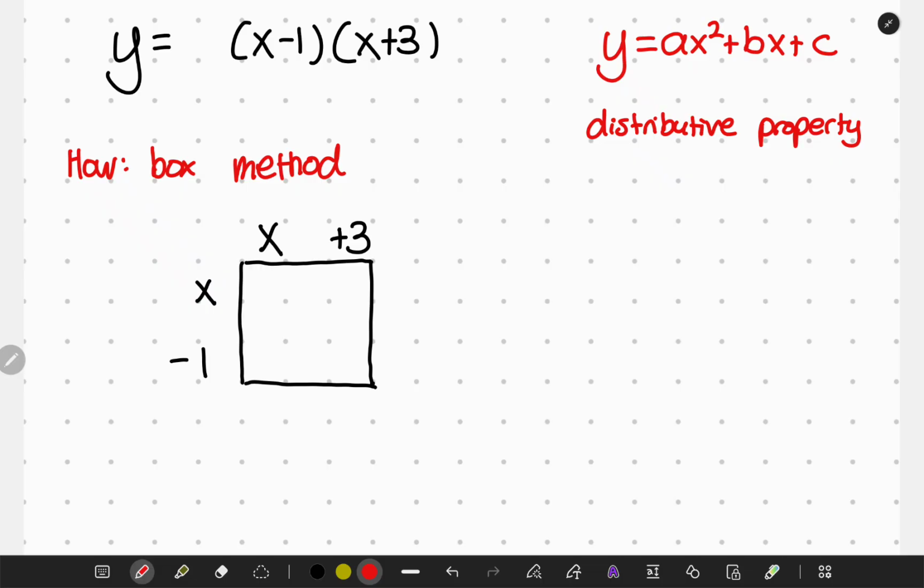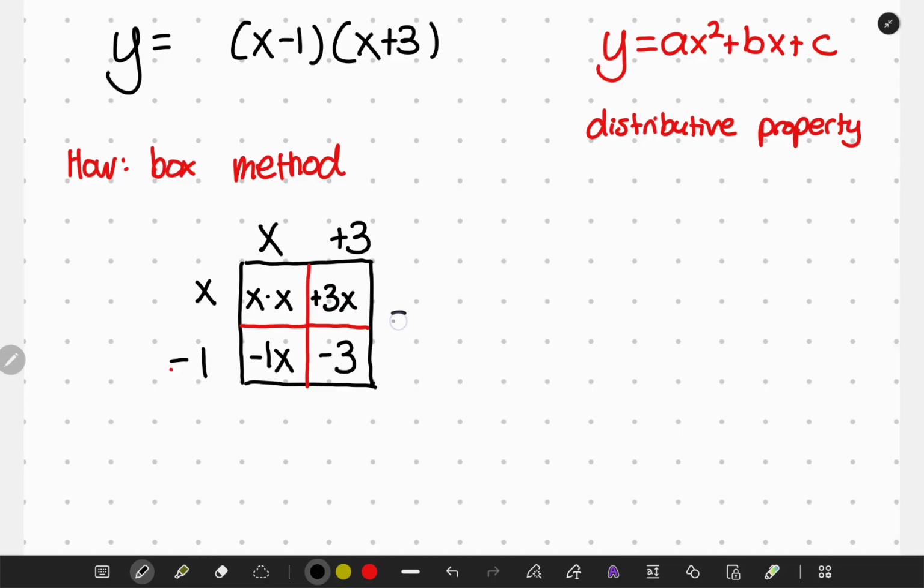As a suggestion, we always separate it into mini boxes based on how many signs there are. I noticed that there's a plus sign, so I made a line over there. And because there's a negative sign here, I made a line in the middle, creating 4 boxes. All we have to do now is multiply. x times x. Then the next one, 3 times x, so I'm going to say plus 3x. Trying the next one, negative 1 times x gives us negative 1x. And lastly, negative 1 times 3, giving us negative 3.